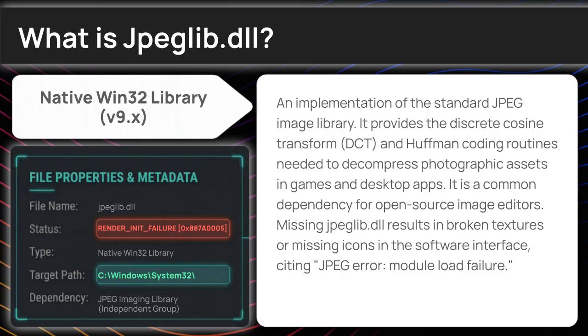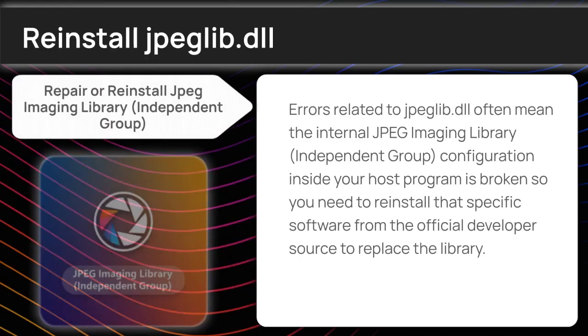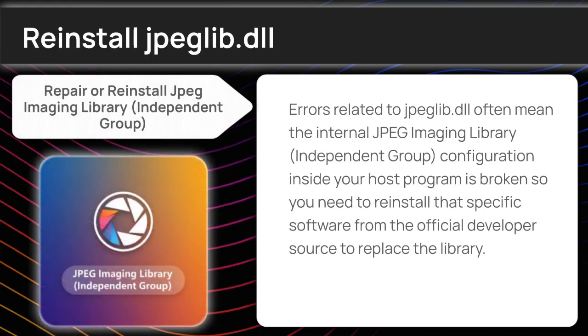Let's get to work. We'll start with the most common fix for this specific error. Errors related to JPEG Library DLL often mean the internal JPEG Imaging Library, independent group, configuration inside your host program is broken, so you need to reinstall that specific software from the official developer source to replace the library.